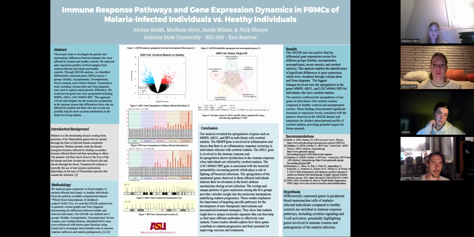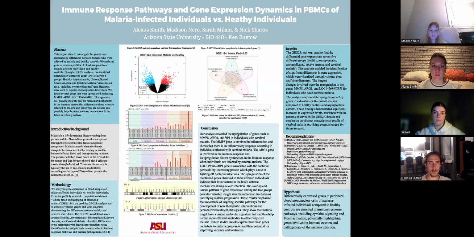As we can see, looking at the graphs, our volcano plot was showing upregulated genes in red and downregulated genes in blue in cerebral malaria patients compared to healthy individuals, with all the significant genes highlighted. Our Venn diagram illustrates overlapping and distinct differentially expressed genes across various comparisons, such as cerebral malaria versus healthy, or severe anemia versus cerebral malaria. As we can see, in cerebral malaria versus healthy, there were 873 differentially expressed genes.